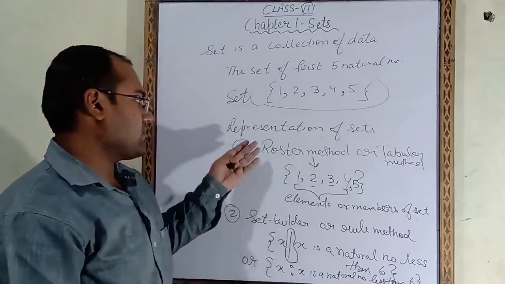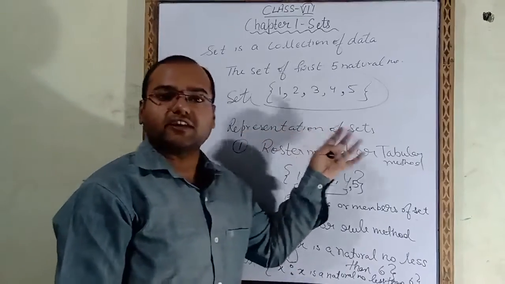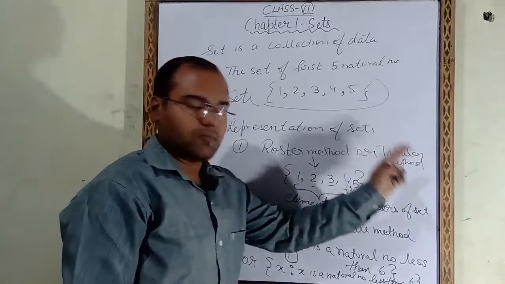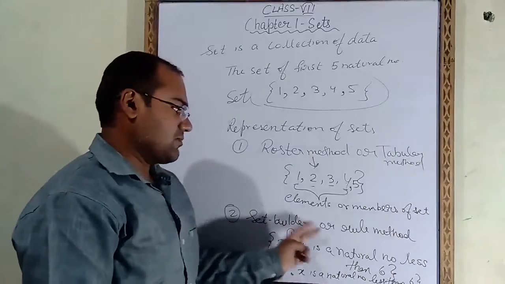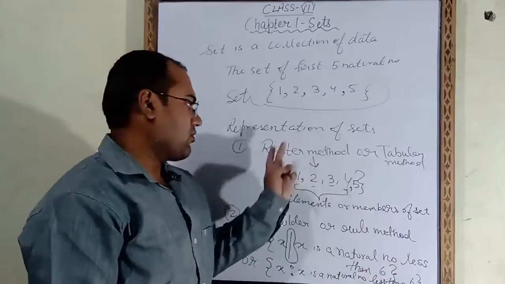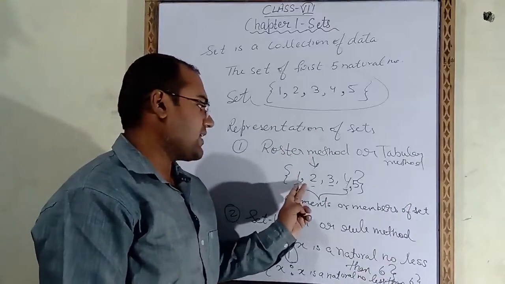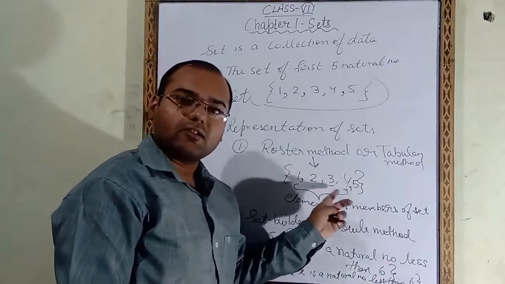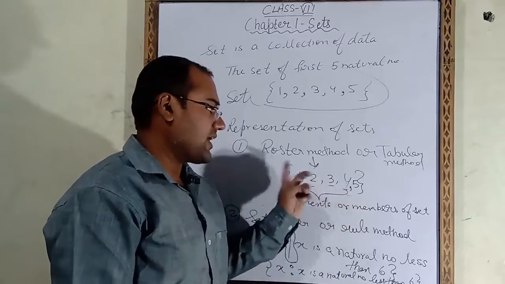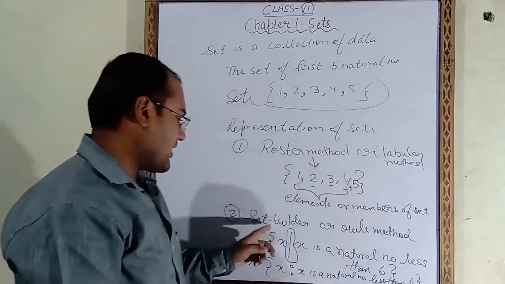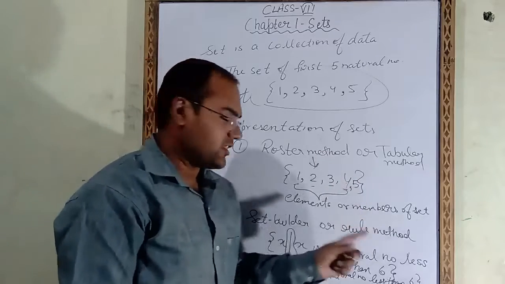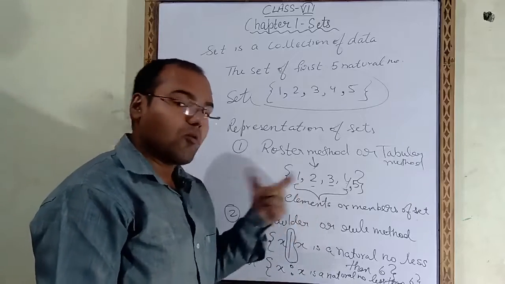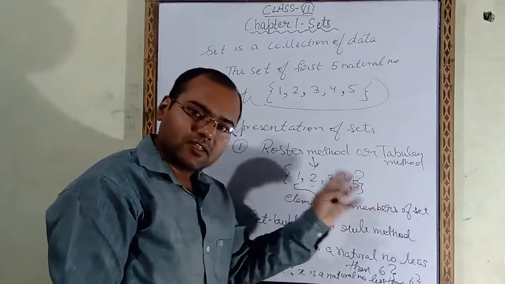So to represent any set, how many methods are there? 2 methods. The first method is the roster or tabular method, and the second method is the set builder or rule method. In the roster method, we write all the numbers, separate them with commas, and write them inside brackets. And the second method is the set builder or rule method. In this method, we have to write the common property of all these numbers.